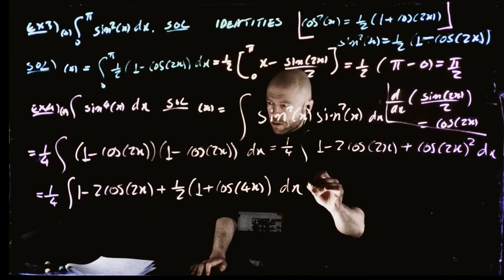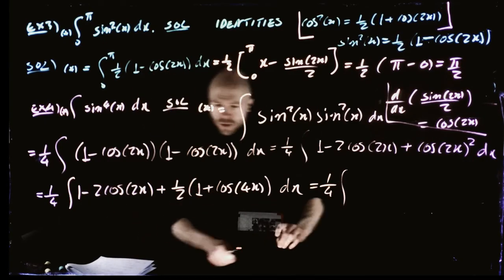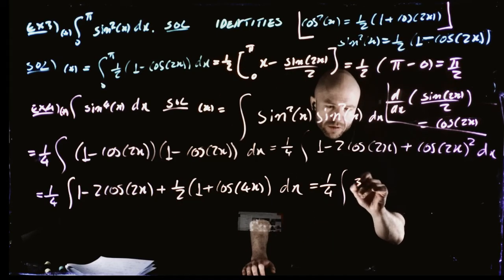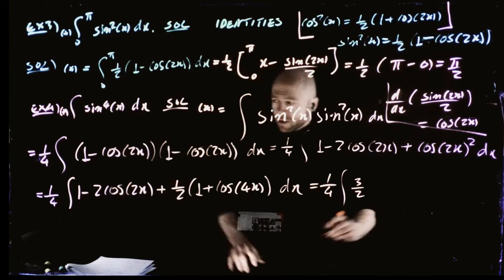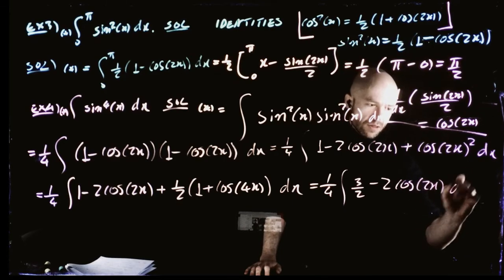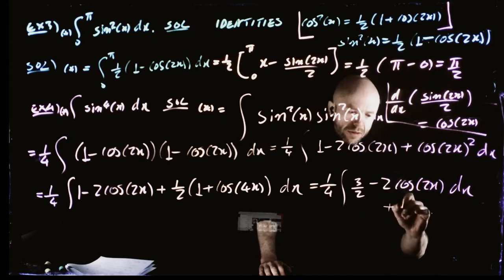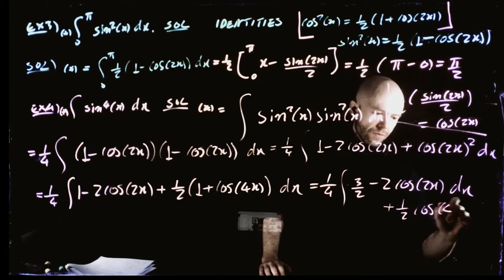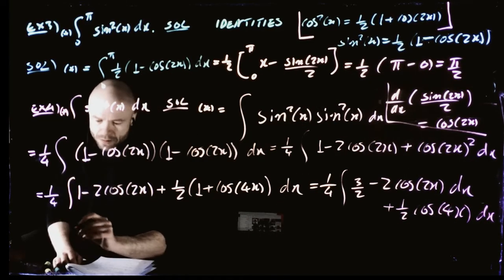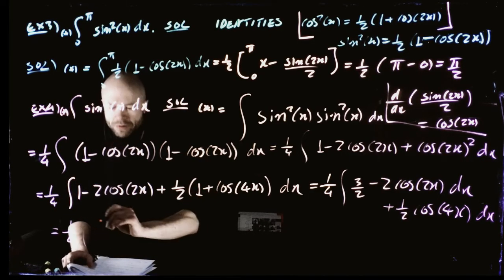So then this is 1 over 4. What constant term, well, let's do this in more than one step. So what constant term do we have? We have 1 plus a half, so we have 3 over 2. This thing remains the same, so it's going to be minus 2 cosine 2x dx. And then this thing is going to be plus a half cosine of 4x dx, yeah? And then, actually, now let's just put the antiderivative in.